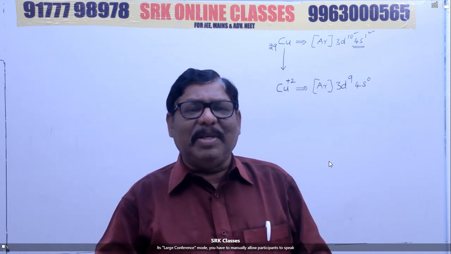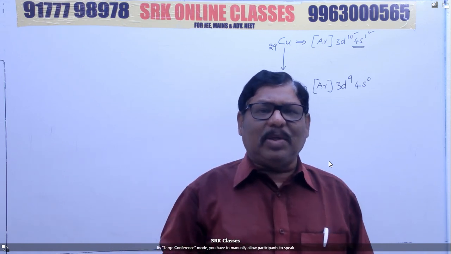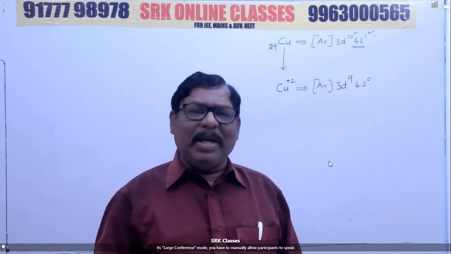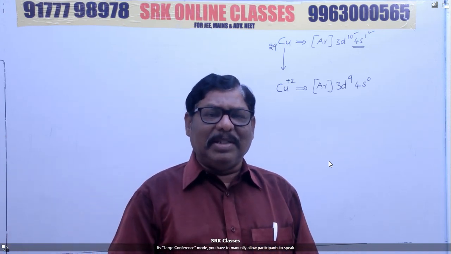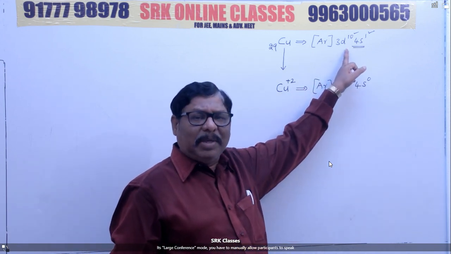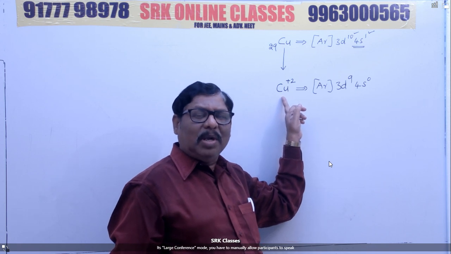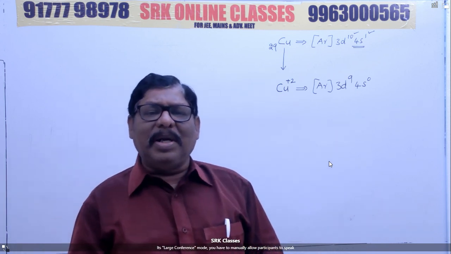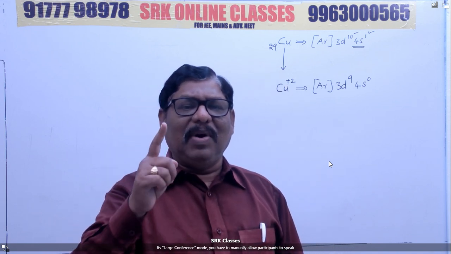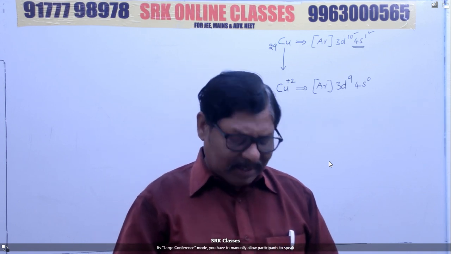The definition of transition elements: those elements in which at least one unpaired electron is present in the d orbital, either in the ground state or in the prominent oxidation state, are said to be transition elements. In the ground state, there is no unpaired electron in the d orbital, but in the prominent oxidation state, copper shows one unpaired electron. Therefore, the copper group is called typical transition elements. Copper, silver, gold are generally called typical transition elements.